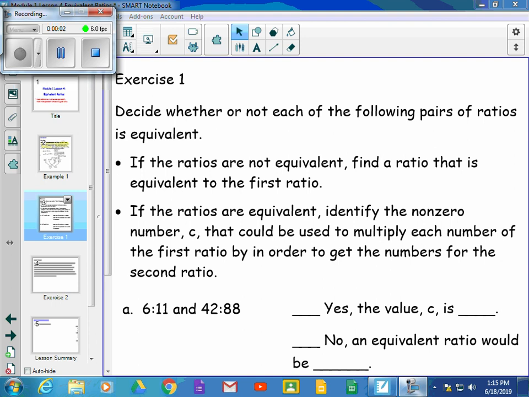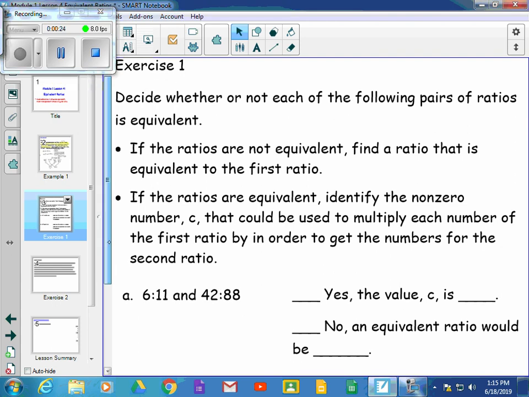Exercise 1 is decide whether or not each of the following pairs of ratios is equivalent. If the ratios are not equivalent, find a ratio that is equivalent to the first ratio. If the ratios are equivalent, identify the non-zero number, C, that could be used to multiply each number of the first ratio by in order to get the numbers for the second ratio.